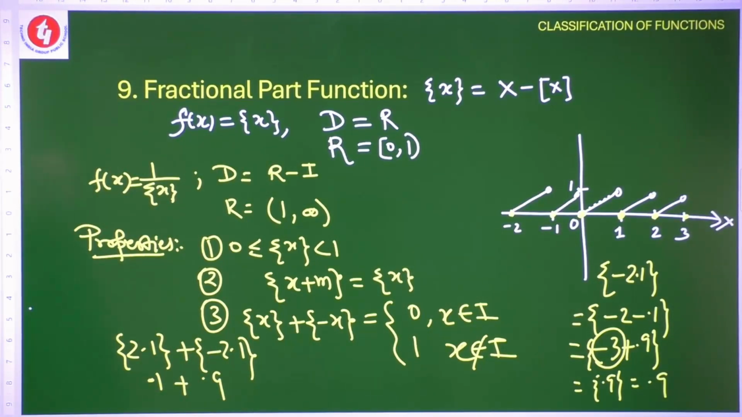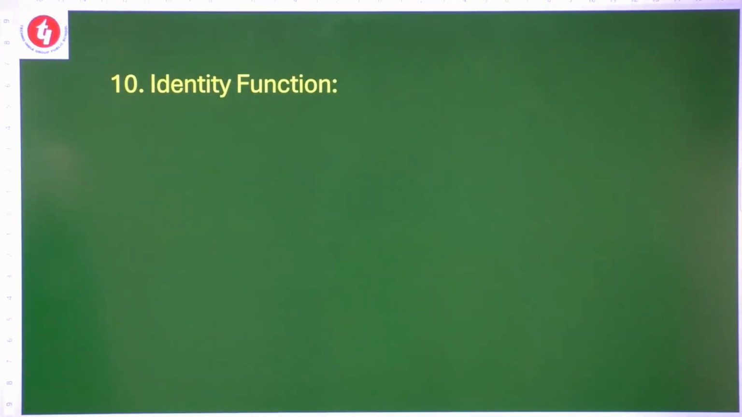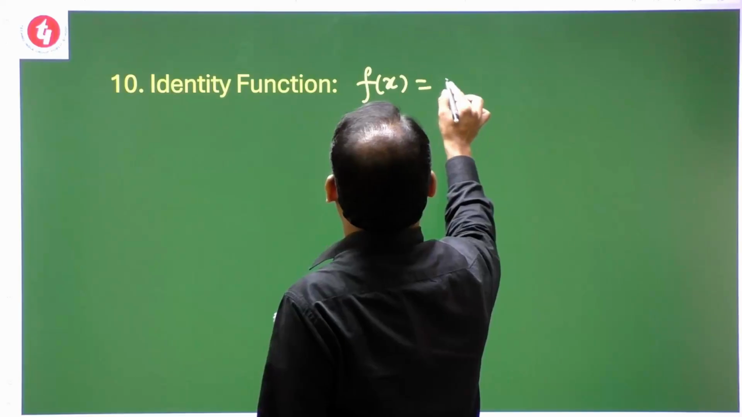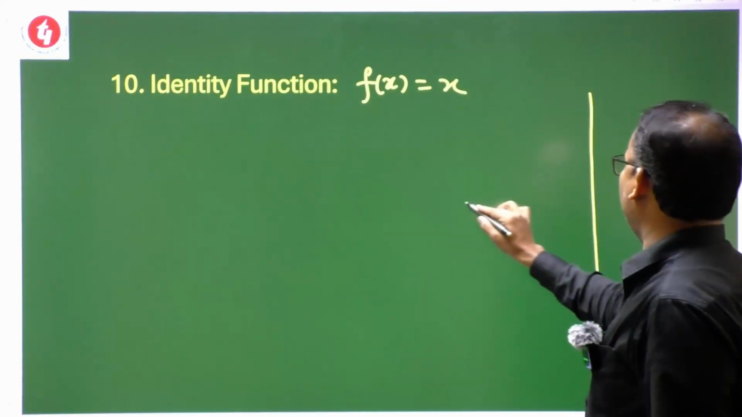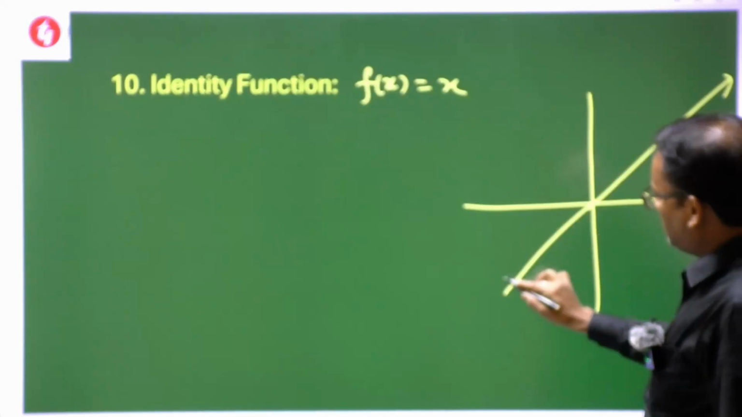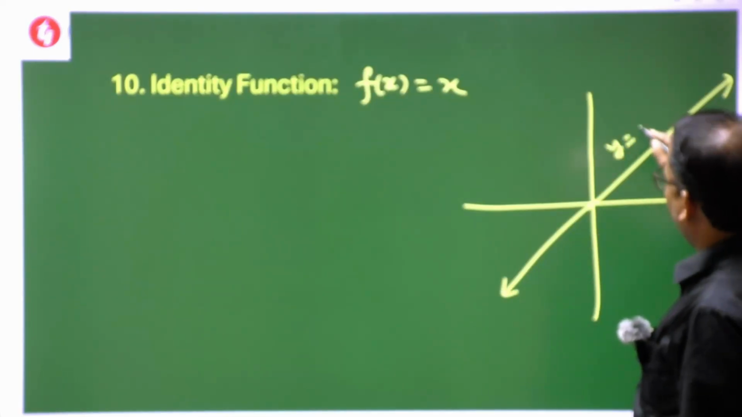So this part is very important. These three properties you have to memorize. Coming to the identity function, it is written as f of x equal to x. If you look at the graph of this function, it is nothing but a straight line making a 45-degree angle with the positive direction of the x-axis, like this one.